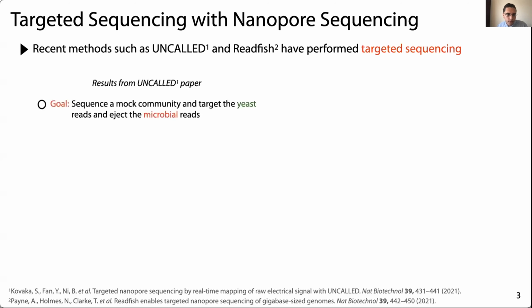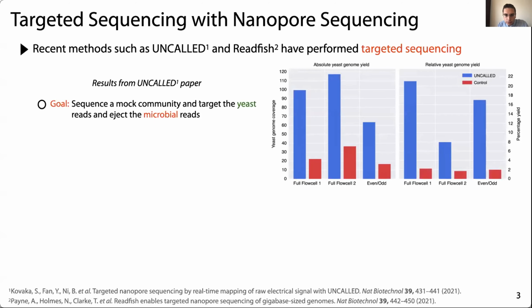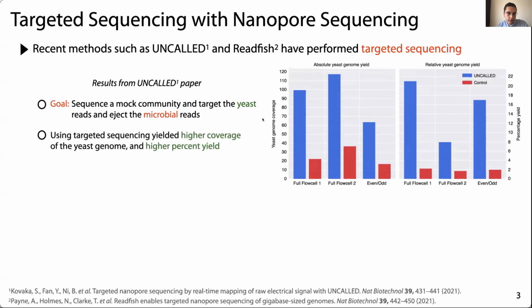I just wanted to highlight one result to show you what these methods allow you to accomplish. In the Uncalled paper, they had an experiment where they wanted to sequence a mock community. The mock community consisted of yeast as well as 7 microbial species. The goal was to target the yeast and eject all the microbial reads. If I show you a figure here, we want to look at these 2 bars. We can see that Uncalled allows you to have higher coverages of your target sequence, which was yeast, and a higher percent yield. Overall, this is the goal of these types of technologies, to give you higher coverages for your sequences of interest, which will help in downstream applications.